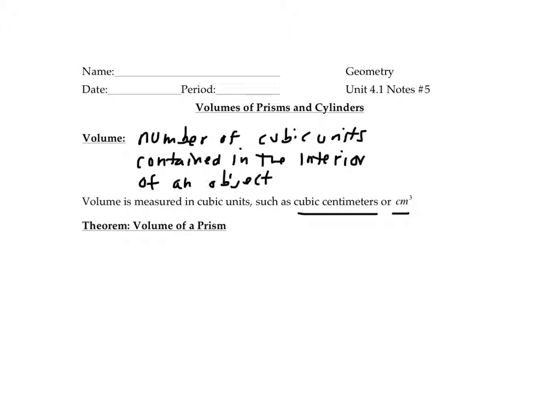Our first theorem for today is how to calculate the volume of a prism. Now the formula is just pretty simple. It's volume equals capital B times H, where the capital B stands for the area of the base.